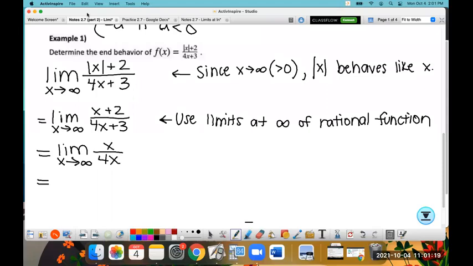All right, reduce that for me. What do we get? Yeah, 1/4. And the limit of 1/4 is just 1/4.